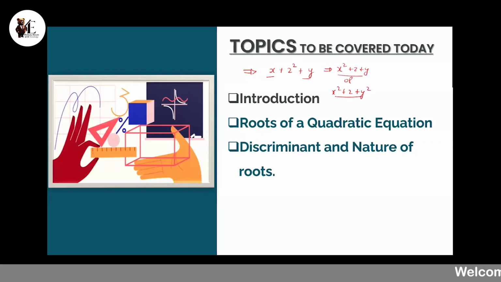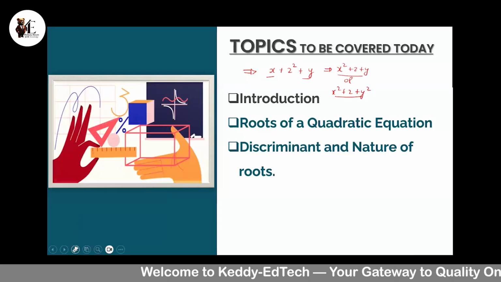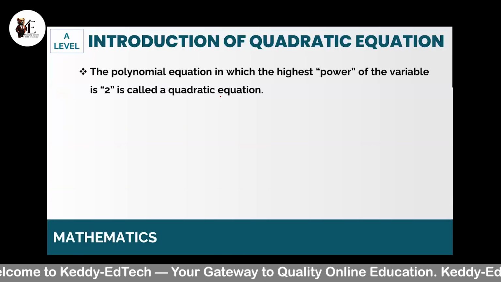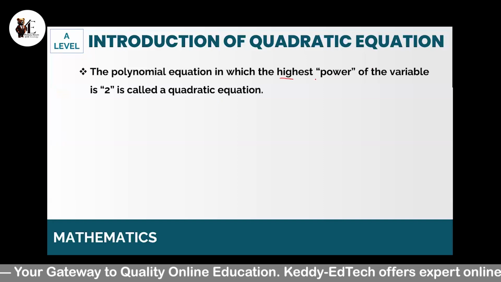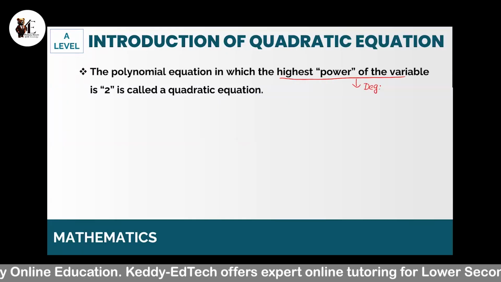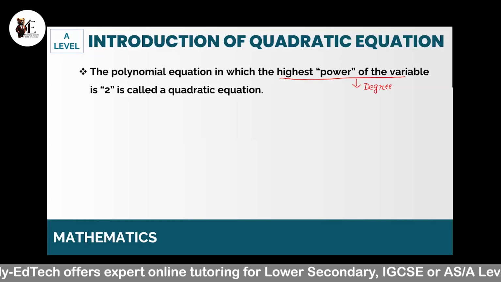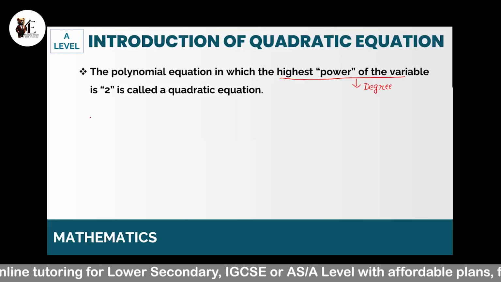In both the cases, this is a quadratic equation because the highest power of the variable is 2. So any equation in which the highest power of the variable is 2, such equations are known as quadratic equations. The highest power of the variable is also known as degree. Degree and highest power of the variable both are the same thing. So if the degree is 2, then it is a quadratic equation.